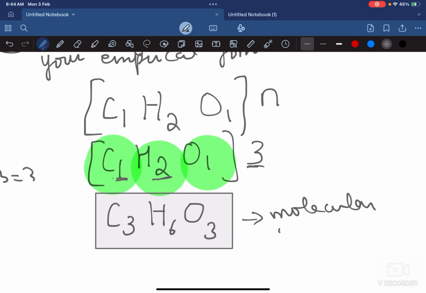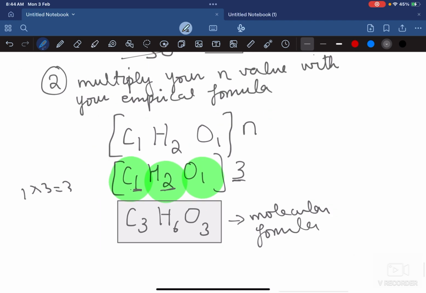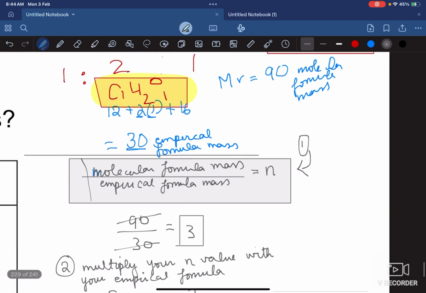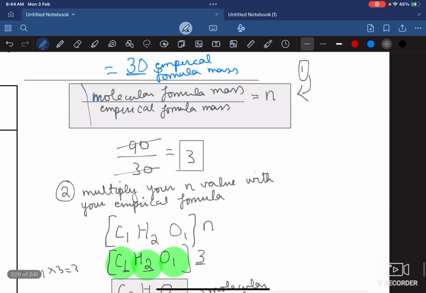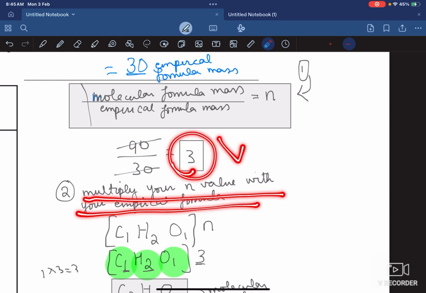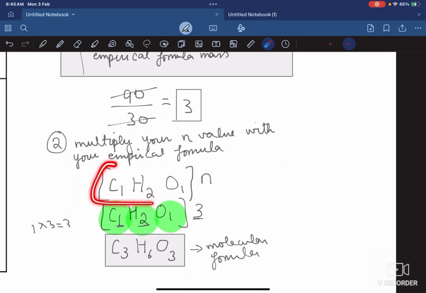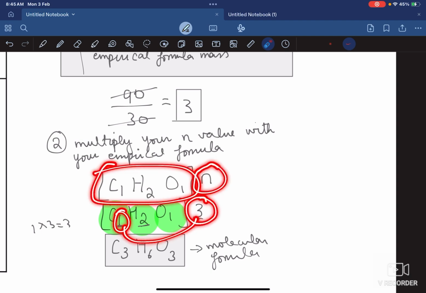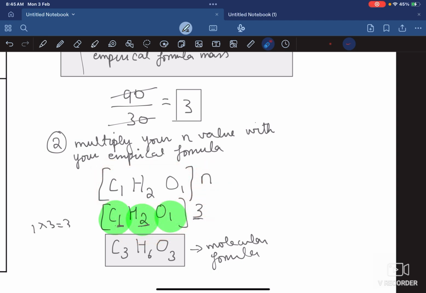If you follow the steps I've told, ठीक है, which were first you divide the molecular formula mass by the empirical formula mass, you get a value of n. ठीक है, and after you've got the value of n, you multiply your n value with your empirical formula. This was the empirical formula we generated. This was the n. We multiplied our n with the numbers in the empirical formula, and once we multiplied 3 with this one, we got 3. Then we multiplied this 3 with 2, we got 6. Then we multiplied this 3 with 1 and we got 3, and that's how we generated the molecular formula.